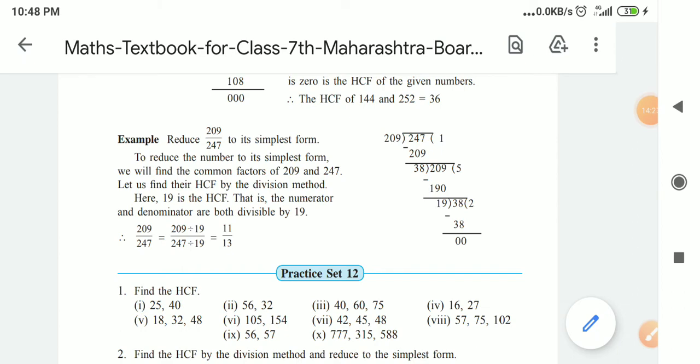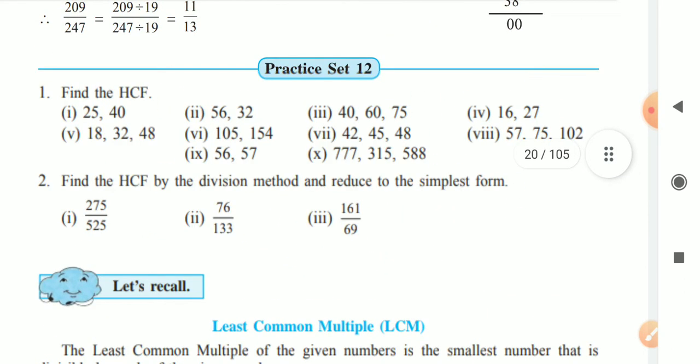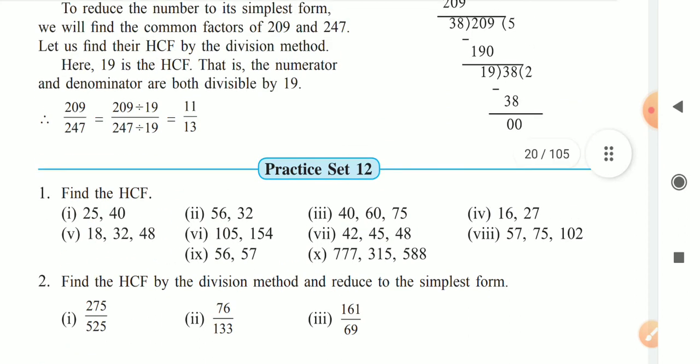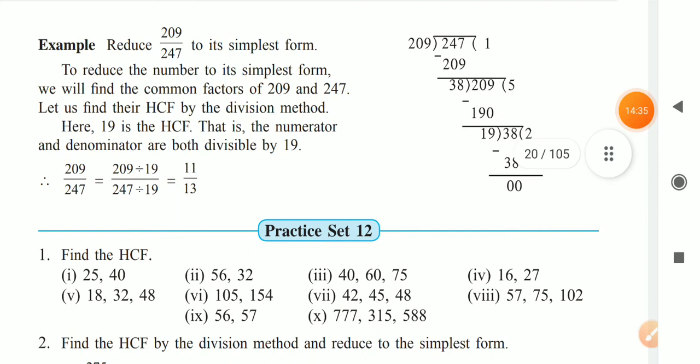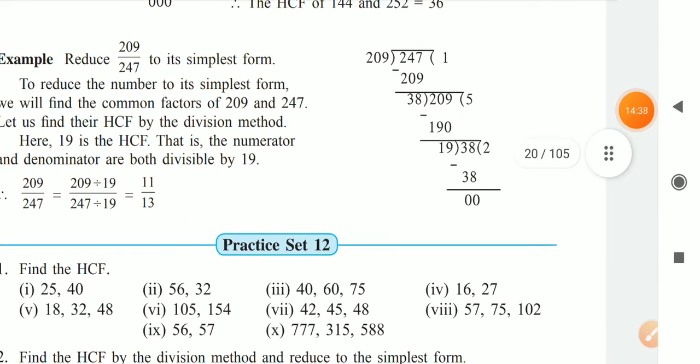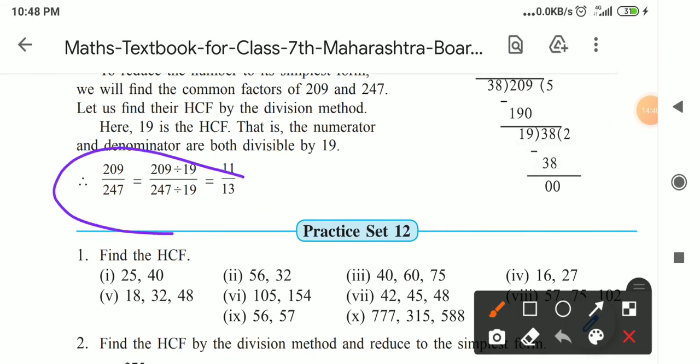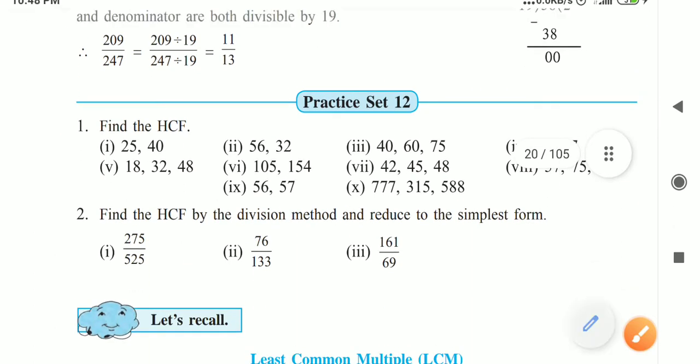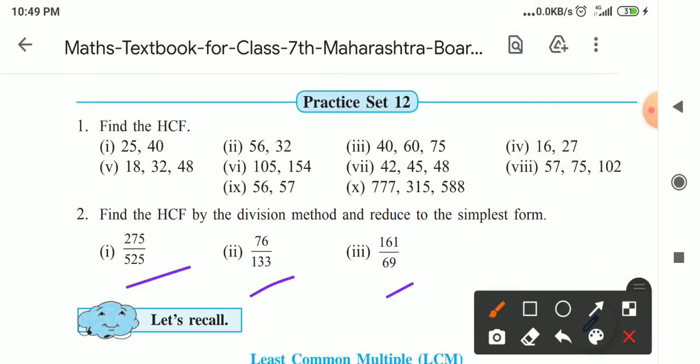Today you are going to solve question number 2. Find the HCF by the division method and reduce to the simplest form. This means after getting the answer, you have to convert into reduced form, and solve examples 1, 2 and 3. That much homework is there.